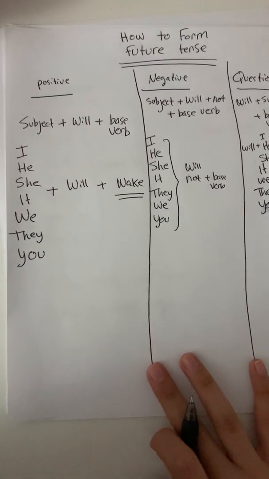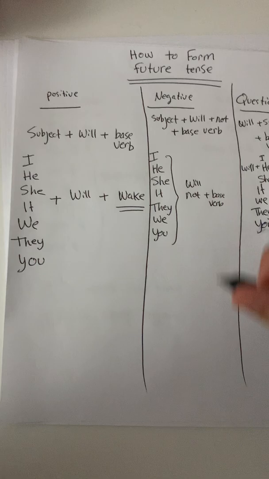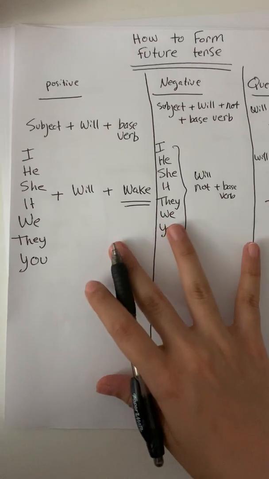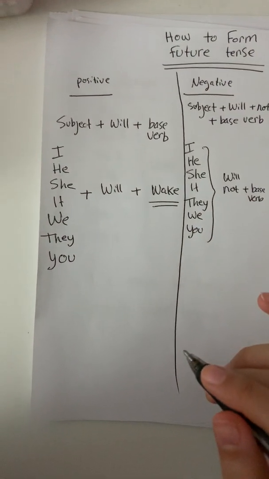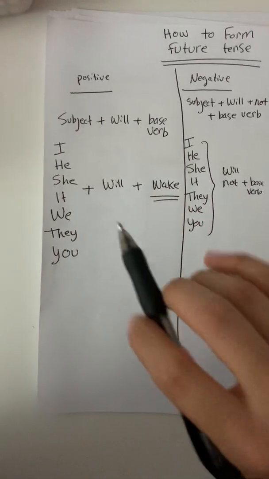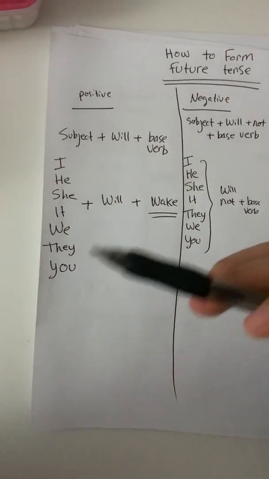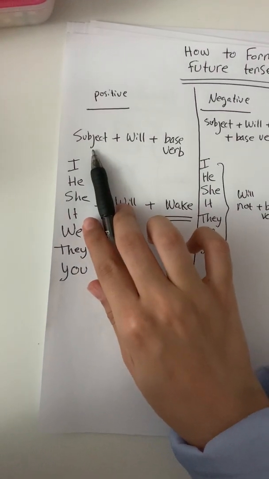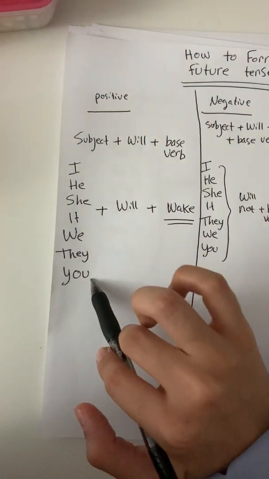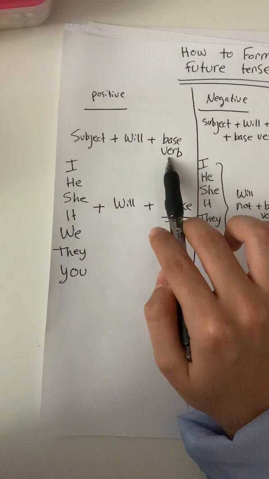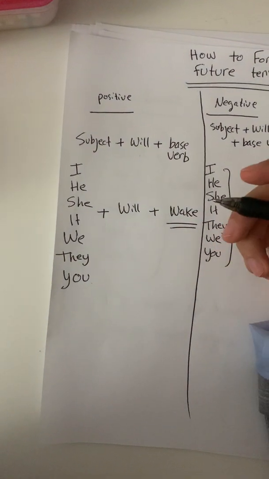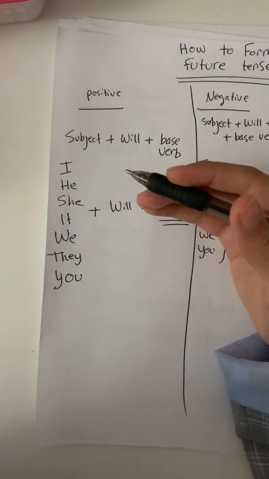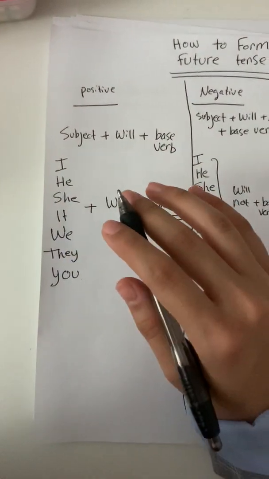Okay, next let's discuss how to form the future simple tense. In the positive sentence, there is a map for it, similar to any tense in English. First, you will use the subject, he, she, it, we, they, you, plus will, plus the base verb. You have to have the base verb after will. You will not use s with the verb. You will not use ed in the verb. You will not use ing in the verb. It's just the base verb, okay?